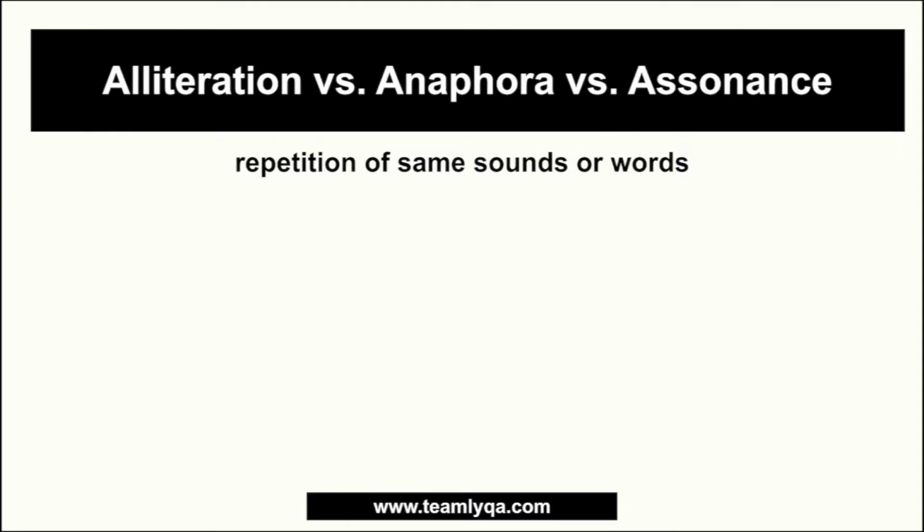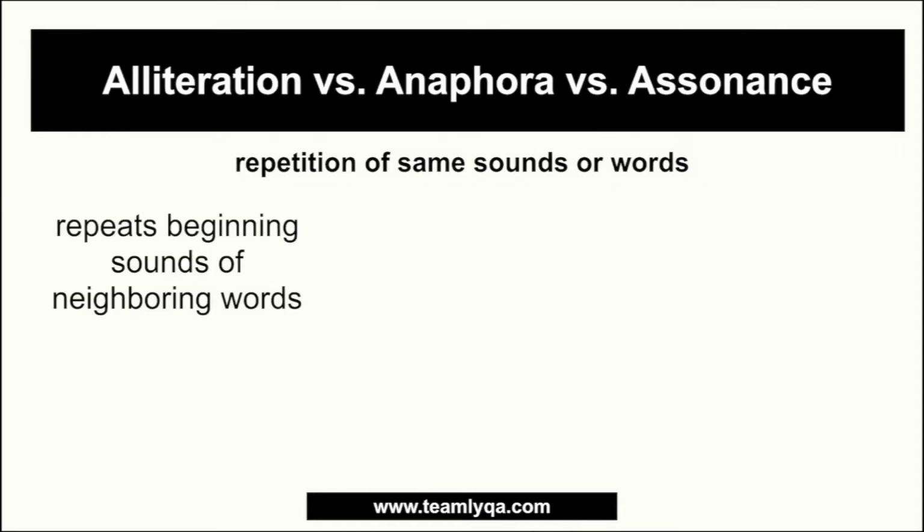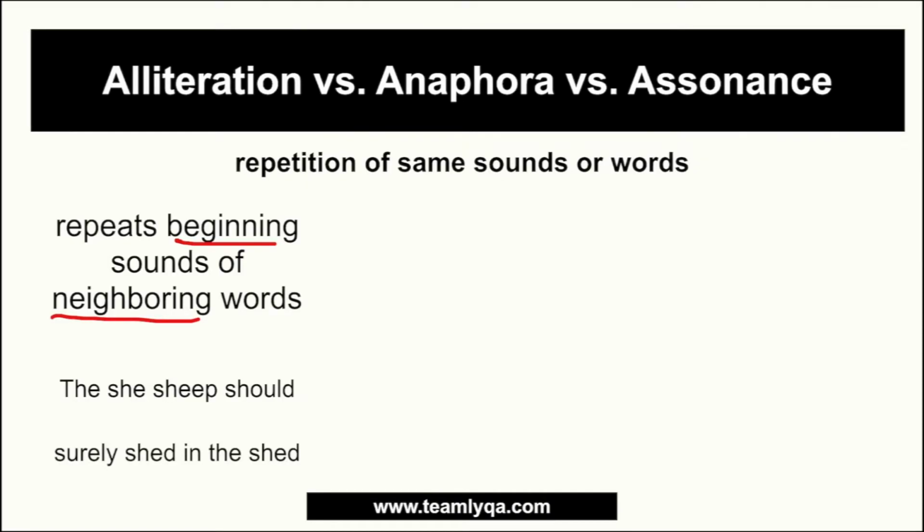Now, ang alliteration, it repeats beginning sounds of neighboring words. Again, beginning sounds of neighboring words. Ang ibig sabihin lang yan, yung mga words na magkakapit-bahay or magkakalapit, yung simula. Okay? Yung simulang part niya, nauulit or magkakatunog. An example would be something like this. The sheep should surely shed in the shed. Ano to? Parang tongue twister, no? Parang Peter Piper picked a peck of pickled peppers.